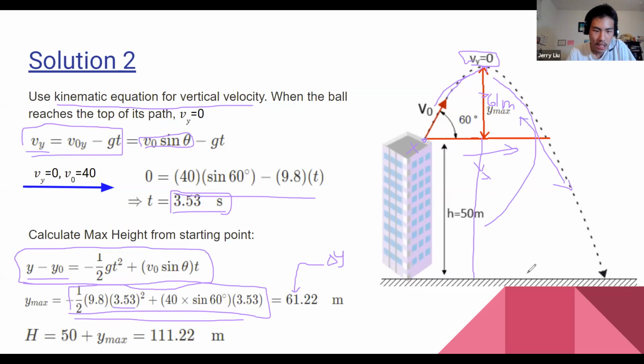So summing these up, you would get about 111.22 meters. That is your final maximum height of the ball. Does everyone understand where that came from?